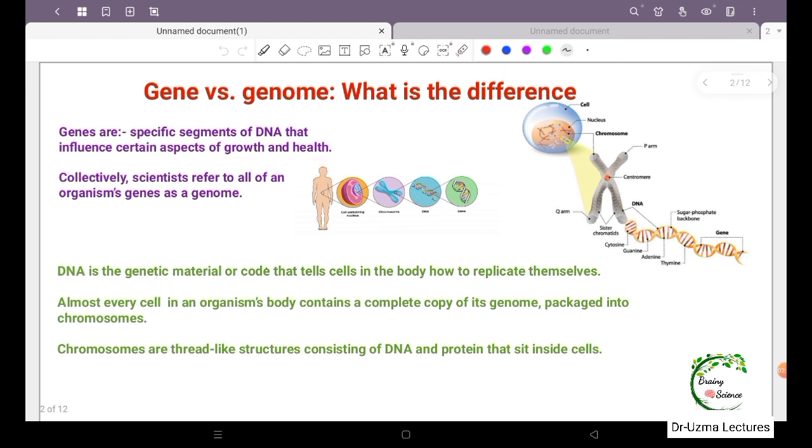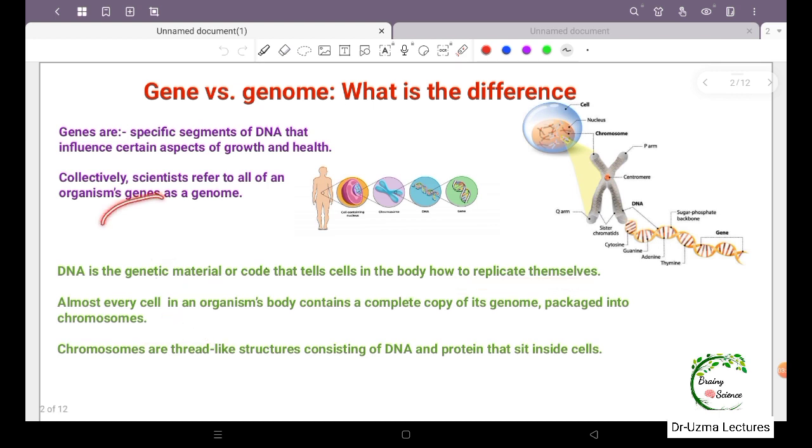Collectively, scientists refer to all of an organism's genes as a genome. These genes altogether in a whole organism are known as a genome. What is DNA? DNA is a genetic material or the code that tells cells in the body how to replicate themselves. This is a nucleus. Inside the nucleus there is a DNA and it is full of genetic material. It tells the body how to replicate themselves because the DNA makes another copy during replication, and from that mRNA is produced. From the mRNA, protein is synthesized.